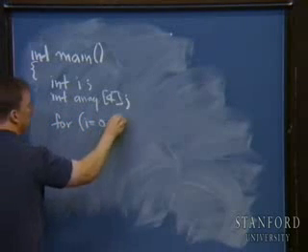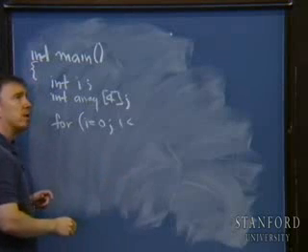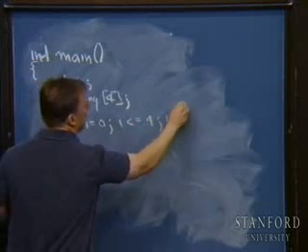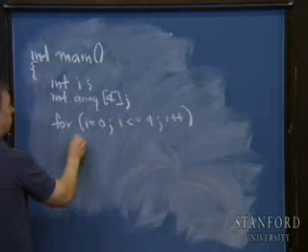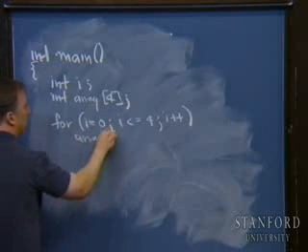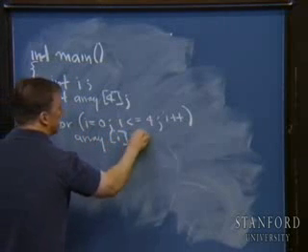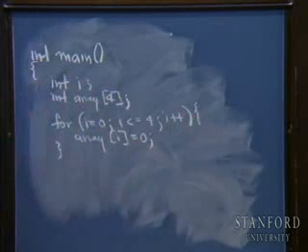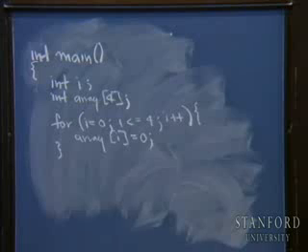i is equal to 0. i less than, is it less than or equal to? I don't know. Let me include more. That's probably safer. And I'm going to do array of i is equal to 0. Okay? You see the bug. Okay? You see that it's overflowing the bounds of the array.